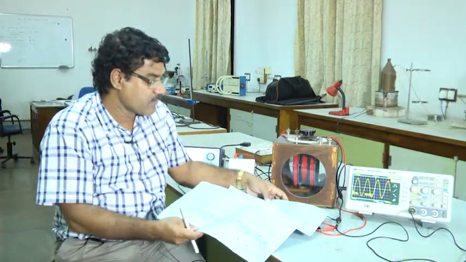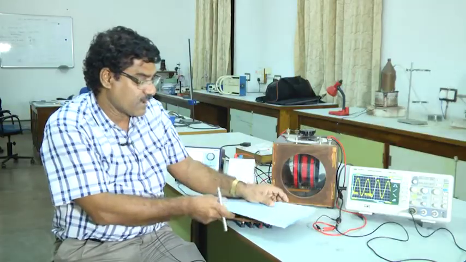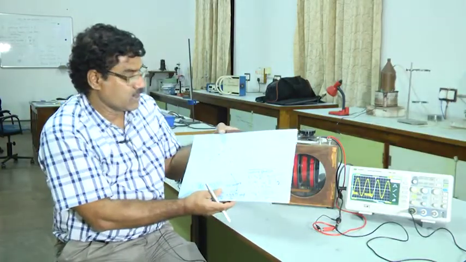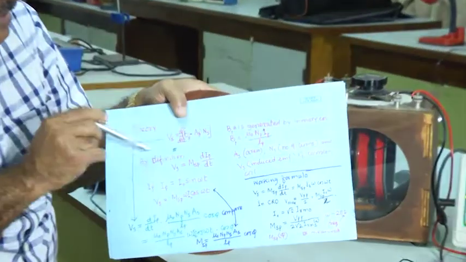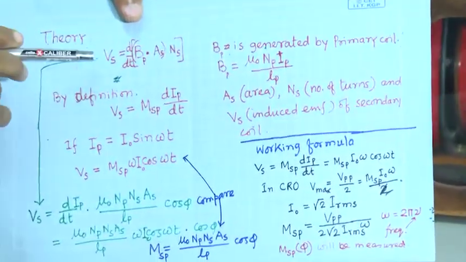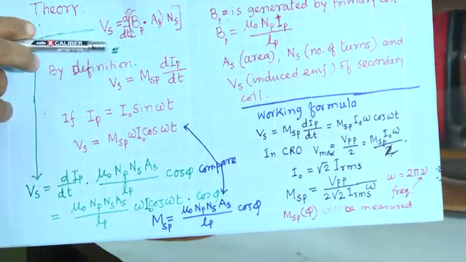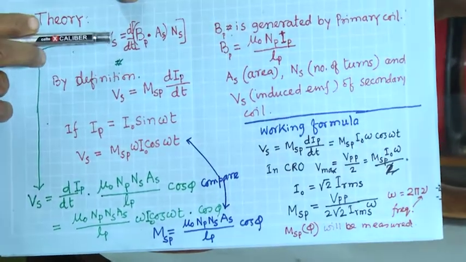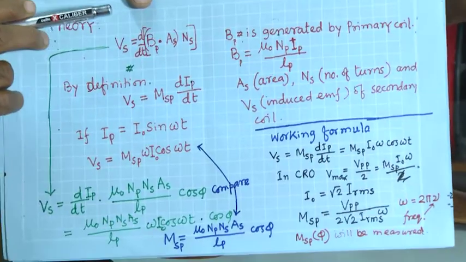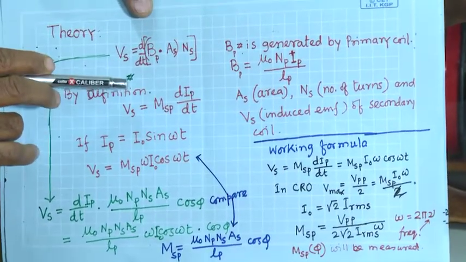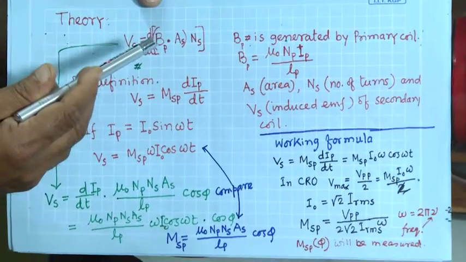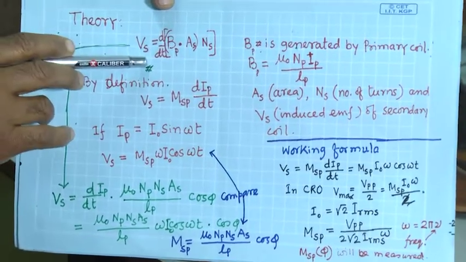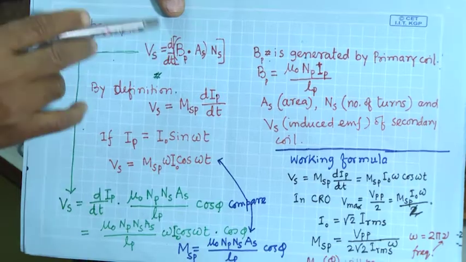So, that is why we have to find out. Now, theory. The induced EMF in the secondary coil, S for secondary coil, is d phi by dt. That phi is the flux linked with the secondary coil. And now, what is the flux?